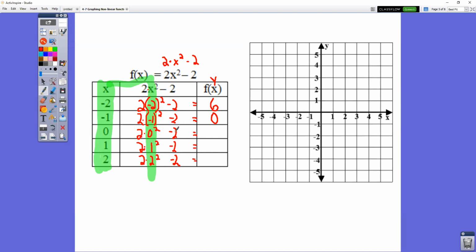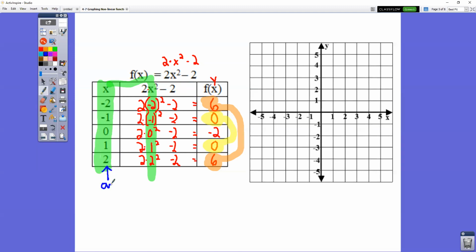2 times 0 is 0. 0 minus 2 is -2. 1 squared is 1 times 1, which is 1. 2 times 1 is 2. 2 minus 2 is 0. 2 squared is 2 times 2, which is 4. Times 2, which is 8. 8 minus 2, which is 6. Again, notice our first number and our last number are the same. That is always going to happen. Our second number and our fourth number are the same. That is always going to happen.